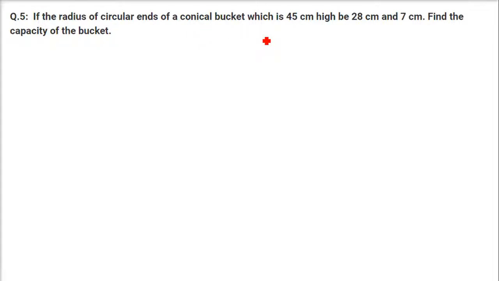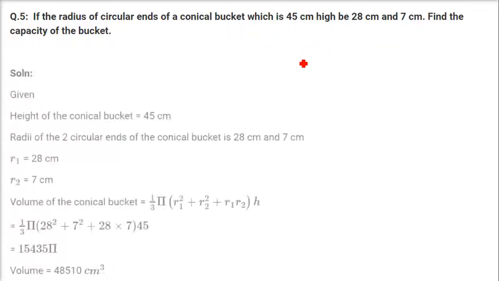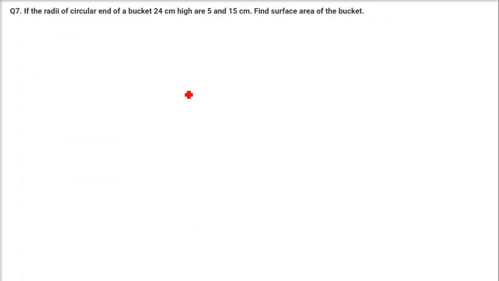If the radius of the circular ends of a conical bucket, which is 45 centimeter high, is 28 and 7, find the capacity of the bucket. So already r1 and r2 are given, and height is also given. So we use directly the formula, pi by 3 (r1 square plus r2 square plus r1 r2) into h. So just put in here 28 square, 7 square, and 45. This will come as this value.